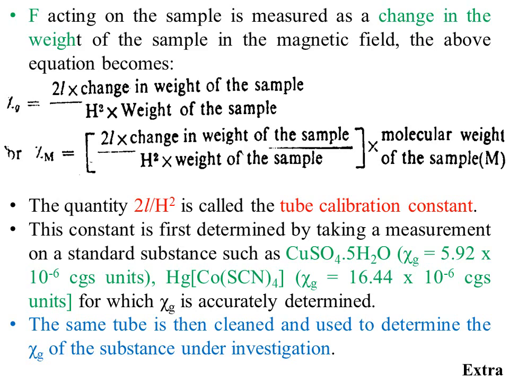and mercury tetraisothiocyanato cobaltate, whose gram susceptibility is 16.44 into 10 raised to power minus 6 in CGS units, for which psi G is accurately determined. The same tube is then cleaned and used to determine psi G of the substance under investigation.